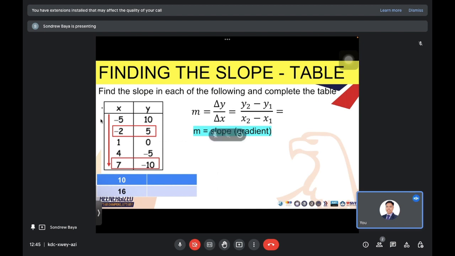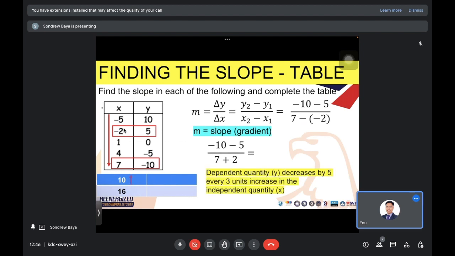Alright? Again, for us to know which one is the current and which one is the previous, it's according to increasing values of the x. So since this is a greater x value, this must be my current, and this must be my previous. Hence, to find the change in y, it must be negative 10 minus 5, and then 7 minus negative 2. Okay? Simplifying it using laws of integers, we now have negative 10 minus 5 over 7 plus 2, which gives us negative 5 over 3, or negative 15 over 9, but this can be reduced, so we have negative 5 over 3.